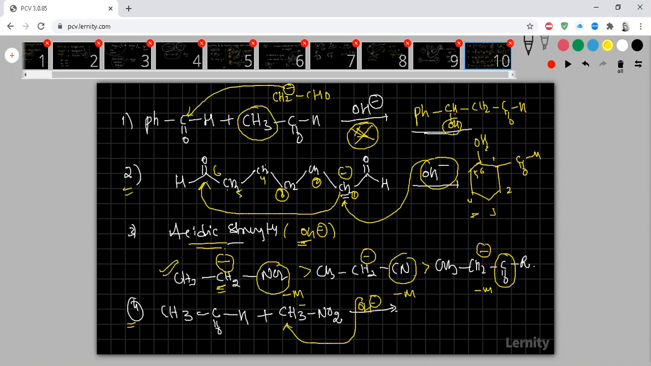Then you will get the negative charge here. This will go and attack here. In that case, we will get CH3CH(OH)CH2NO2, like aldol condensation only. This is with respect to the nitro compounds, right? So, any doubt in these four questions? If you have any doubt in this, please ask me. I will explain.